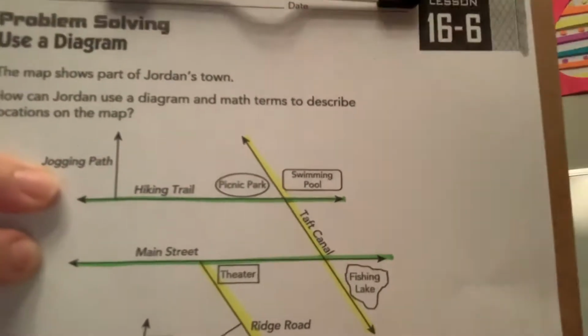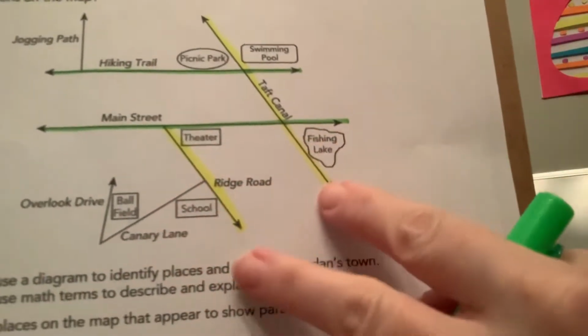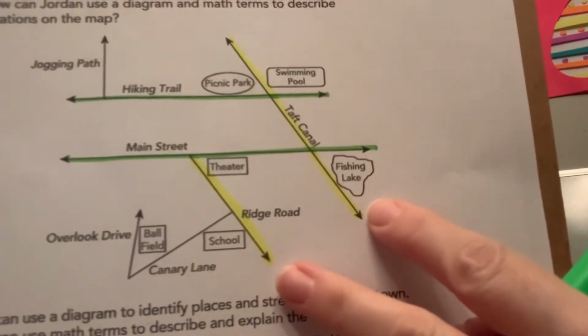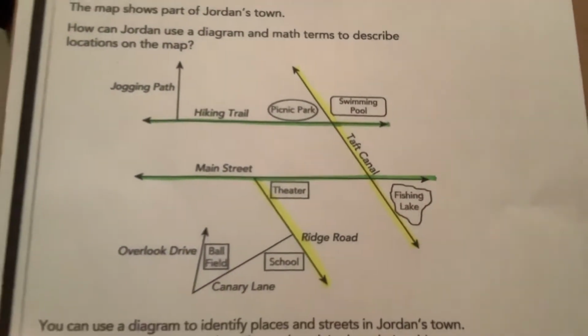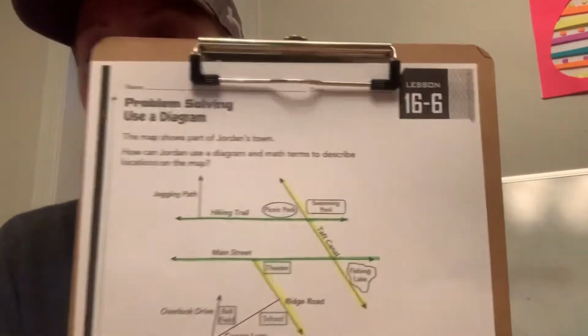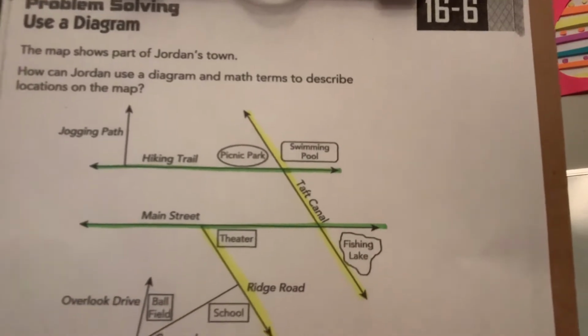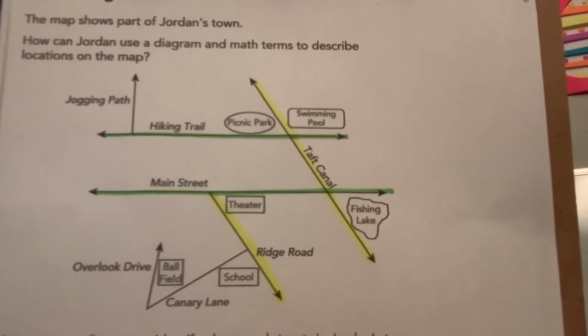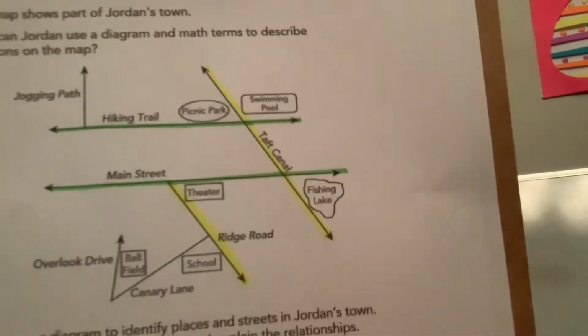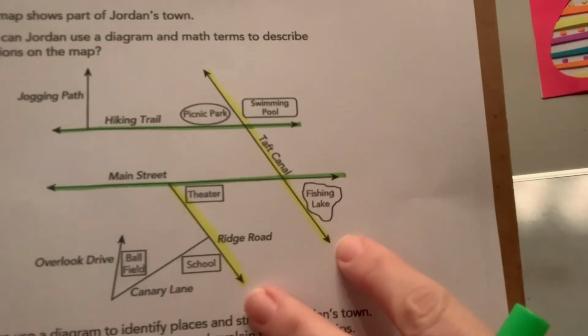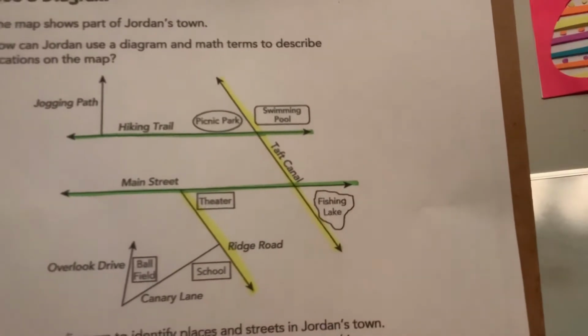And then they ask us to find two other features on the map that appear to be parallel. And those would be the two yellow lines there, Taft Canal and Ridge Road. So that should be your answer. I like how the question says appear parallel because we don't know for sure. Remember, in geometry, lines and line segments have to have certain markings on them to know for sure that they are parallel. But these appear to be parallel, and that's what the question asked us. So you should have Taft Canal and Ridge Road. And the explanation should be because they are two lines that appear to never meet. If you need time to correct your answer, pause the video and do that now.